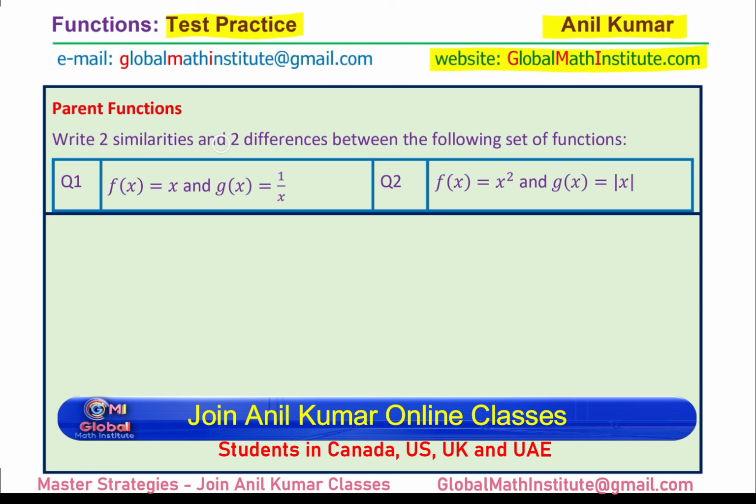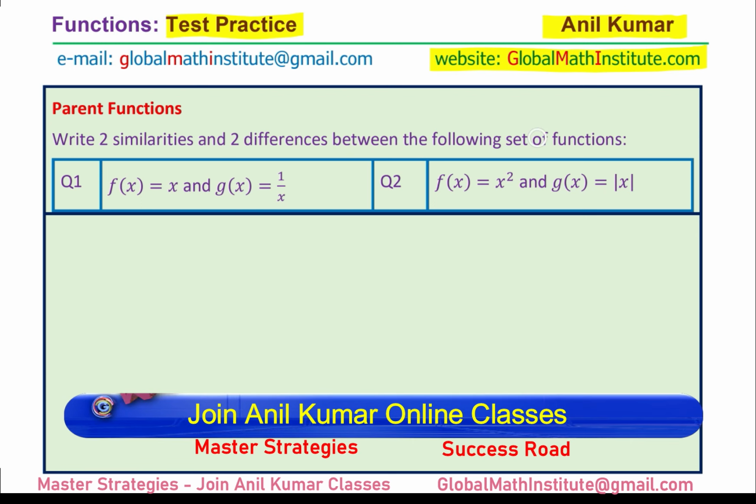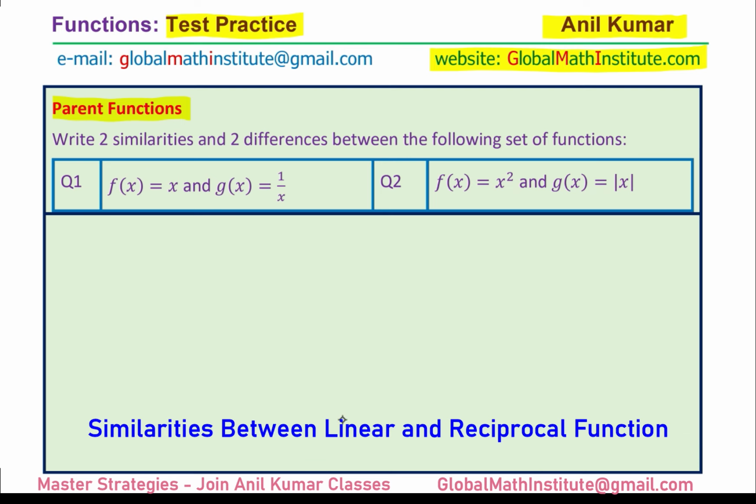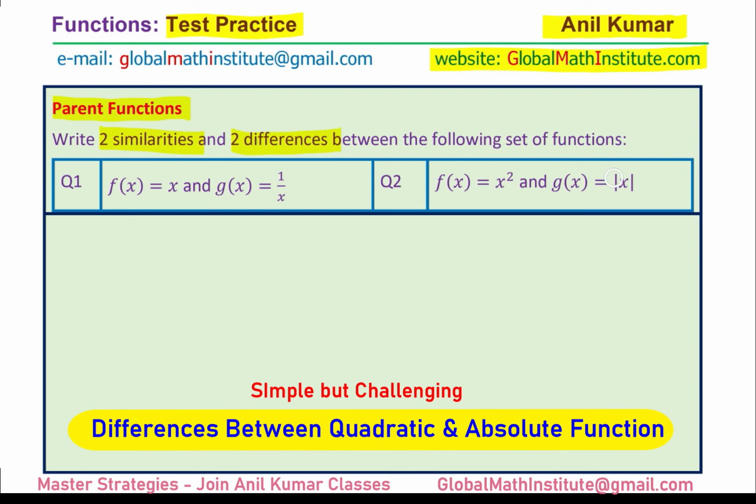Write two similarities and two differences between the following set of functions. So you learned parent functions, right? Now one of the most common questions on parent functions is to compare them. Six of them you normally learn, and here we have shown you four of them. So the first one is f of x is x, g of x is 1 over x. You have to find two similarities and two differences, correct? Similarly, the other one is x squared and absolute value of x.